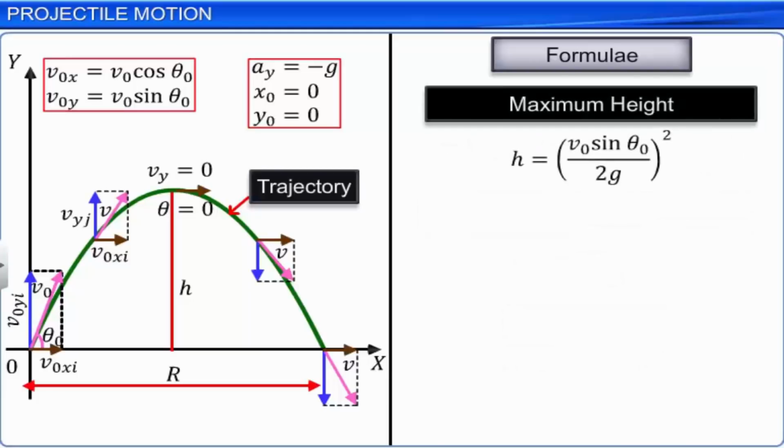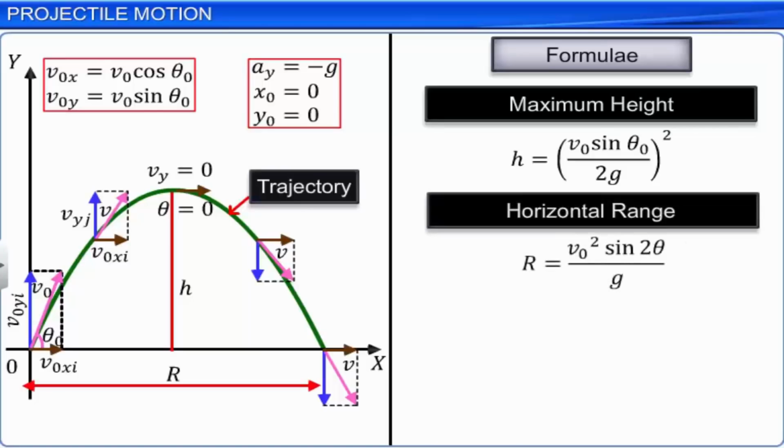The horizontal range of the projectile: R is equal to v0 square into sin 2θ divided by g. The maximum range of the projectile: R max is equal to v0 square by g.